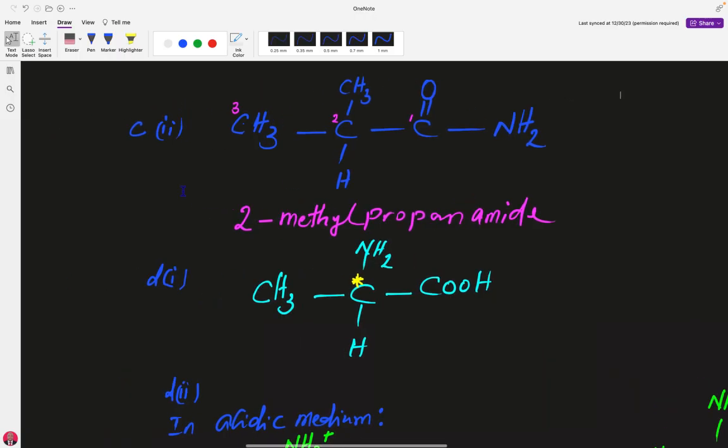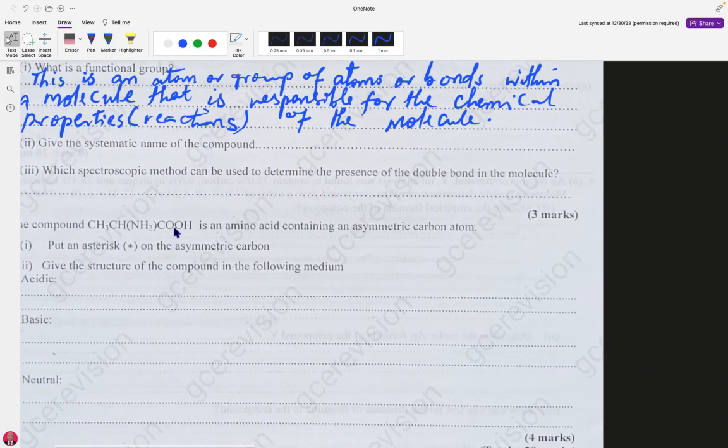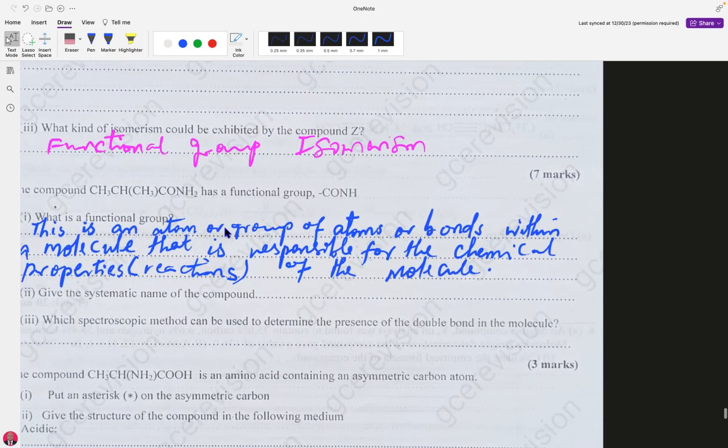Look at the compound again once more. This is the compound you were given. This is the carbonyl group here, CO. So the oxygen is here, and the carbon is attaching itself to the nitrogen.